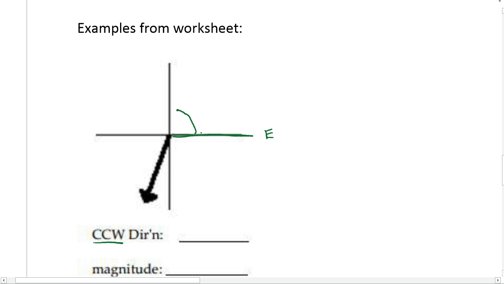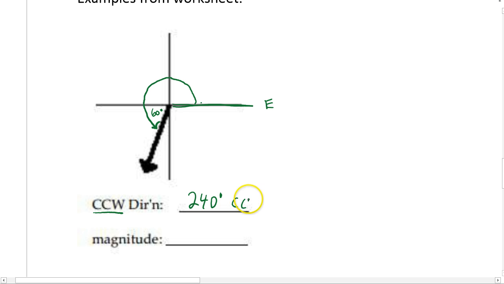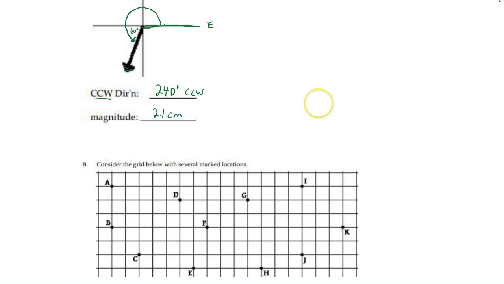So I would measure this. So far I've gone 90 degrees, now I've gone 180 degrees, and now I've gone some extra number of degrees. Just estimating, let's say that this last part is about 60 or so. So how many would that be? That would be 180 plus 60. So if my math's okay, it'd be something like 240 degrees. I don't have to write CCW, but I can if I want, just to be specific. So the direction is 240 degrees, and then for the magnitude, I would get my ruler out and measure that, and maybe it's like 2.1 centimeters or something like that. So that would be one example from the worksheet of how to do those ones.